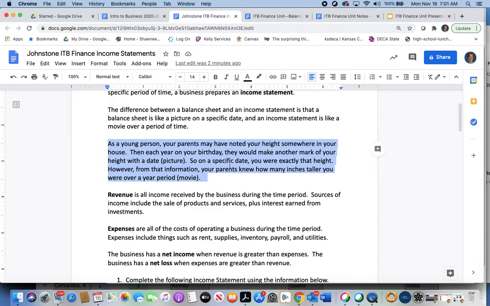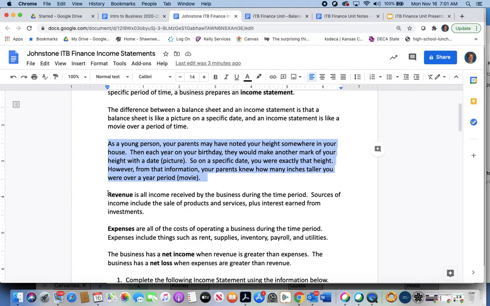As a young person, your parents may have noted your height somewhere in your house. And then each year on your birthday, they would make another mark of your height with a date, and that's a picture, kind of like what I look like right now. So on a specific date, you were exactly that height. However, if they were going to make a movie of you over that period of time, and they watched your progression in your height, from that information, your parents knew how many inches taller you were over a period of a year, or a movie.